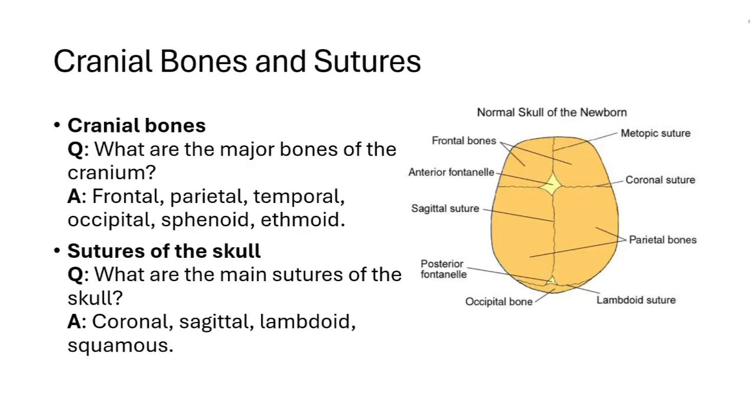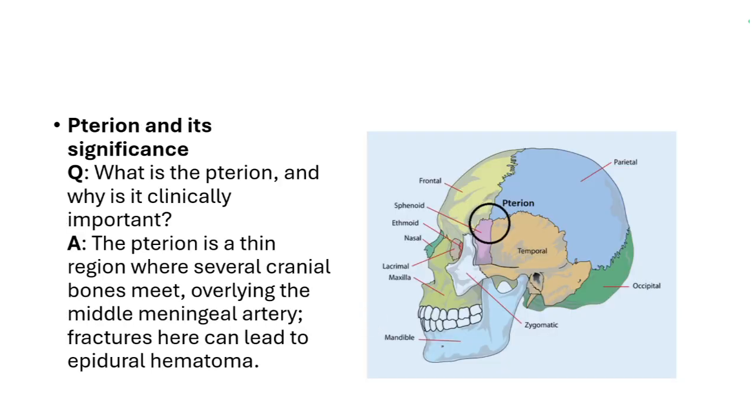So what are the major bones of the cranium? The cranium consists mainly of the frontal, parietal, temporal, occipital, sphenoid and ethmoid bones. And what are the main sutures of the skull? They are coronal, sagittal, lambdoid and squamous, as you can see in the image.